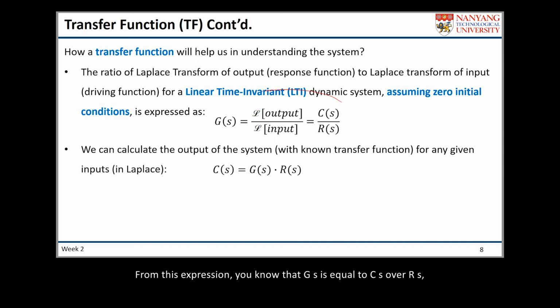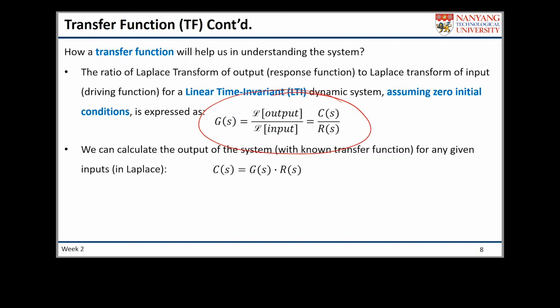From this expression, you know that G(s) is equal to C(s) over R(s). So the output C(s), you can immediately find it by taking C(s) equal to the transfer function G(s) times the input R(s). The input, of course, here is also in Laplace domain. So from the last equation, C(s) equals G(s) times R(s), we can find the output of the system. But remember, here the output is still in Laplace domain.